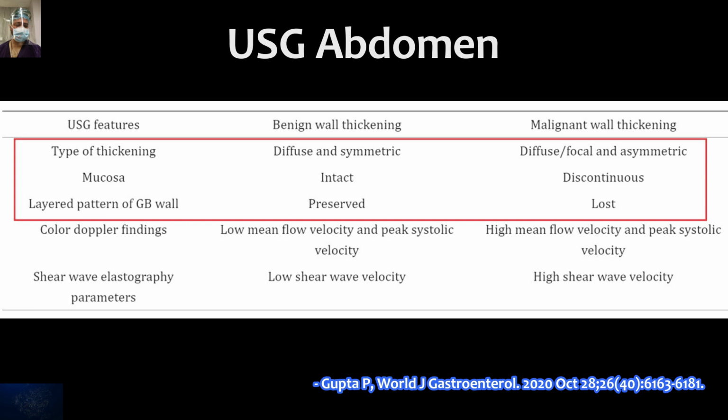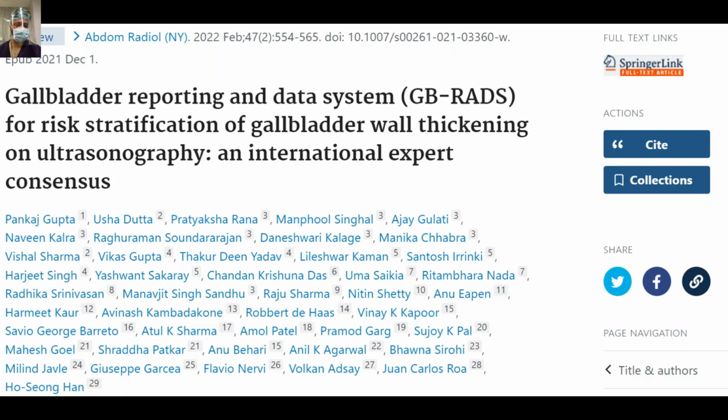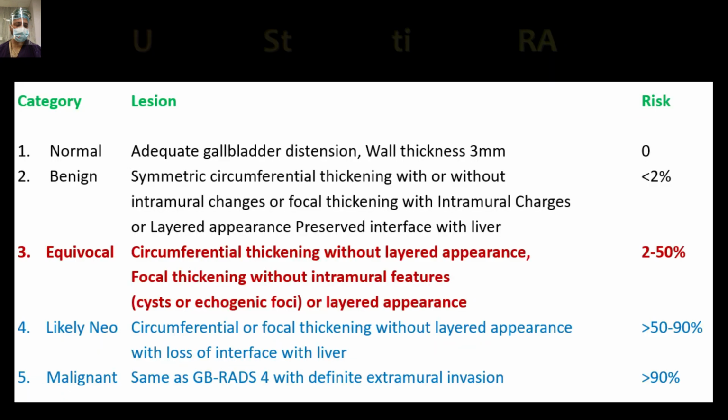Color Doppler and shear wave elastography parameters, you can ask for them, but the things given in this red rectangle are sufficient to differentiate between the two. Again, this is a very good paper from PGI Chandigarh, where they have given the concept of GB-RADS, similar to how we deal with BI-RADS or LI-RADS. This is based upon ultrasound.